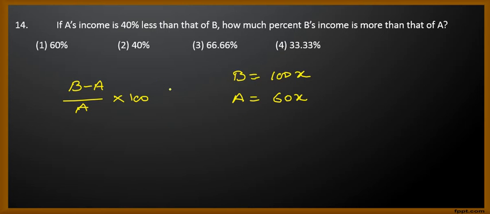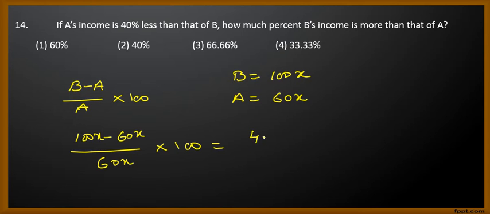So if you substitute these values in the formula, what will you get? 100x minus 60x by 60x into 100, that equals 40 by 60 into 100, that is nothing but 66.66%. So option 3.